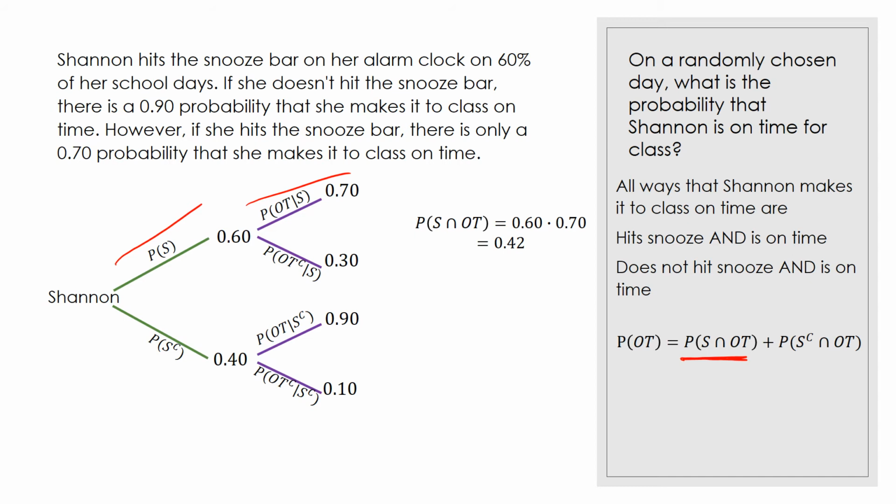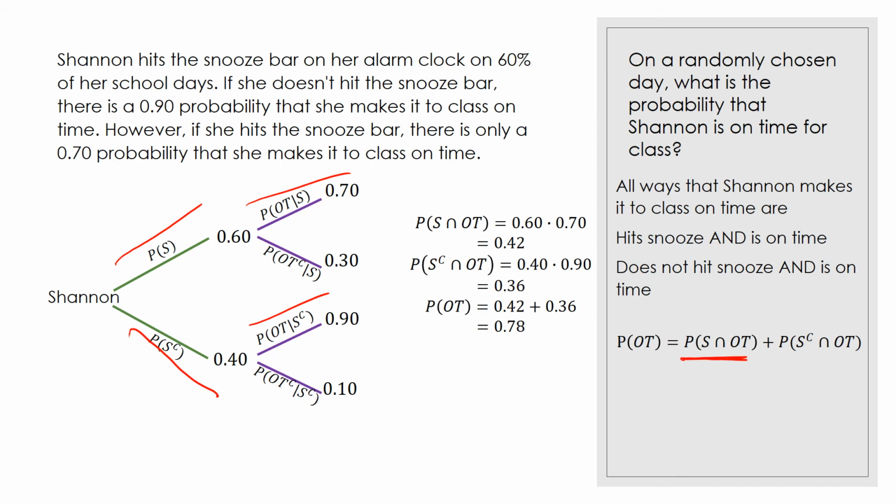Now we follow this branch. She does not hit the snooze, but she still somehow is on time. That's 0.4 times 0.9, and that gives us 0.36. Now, summing those two together, we end up with 0.78. And what does this tell me? There is a 78% chance, regardless of whether she hits the snooze or not, because we accounted for both of those outcomes, that Shannon is going to be on time.